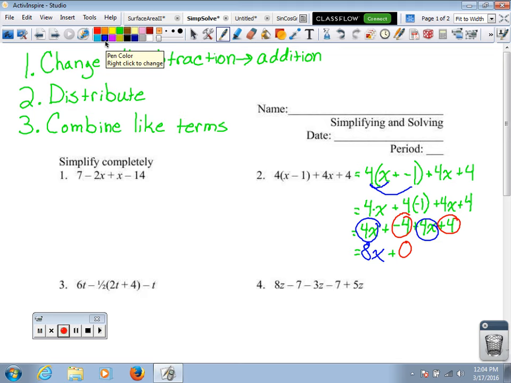It'll stay exactly the same. Okay, it's what's called the additive identity. So the only part that we need is that 8x. That is our simplified form of the original expression. Okay?